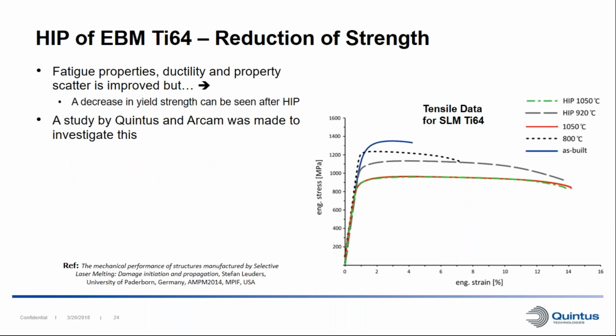Arcam had been looking at hipping, and they saw that they get increased fatigue properties, increased ductility, and reduced property scatter, etc., which was good. However, they also saw some decrease in yield strength when they were hipping. We can see an example here on the right, where we have a tensile curve for, this is actually SLM Ti-6Al-4V, but it shows a good example. We have the as-built material here, and then when we hip the material with the standard HIP cycle, which is here, we can see that we get a significant drop in yield strength. And this is, of course, maybe not the best for most applications. So we have done a study together with Arcam to investigate this.